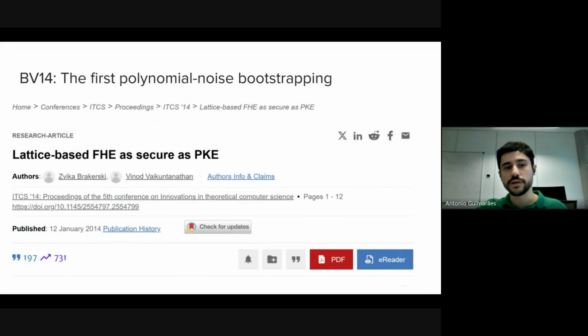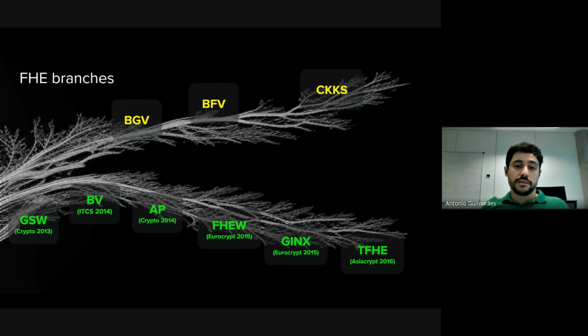So it's this paper. And I actually like the title of this paper a lot. You can clearly see the motivation that started this line of work: you wanted to have lattice-based FHE as secure as public key encryption. And while the motivation here was security, the works that followed were already focusing on performance and really having the smallest possible latency. You have FHEW, for example, which was able to do bootstrapping in less than 1 second, and then TFHE in less than 100 milliseconds.